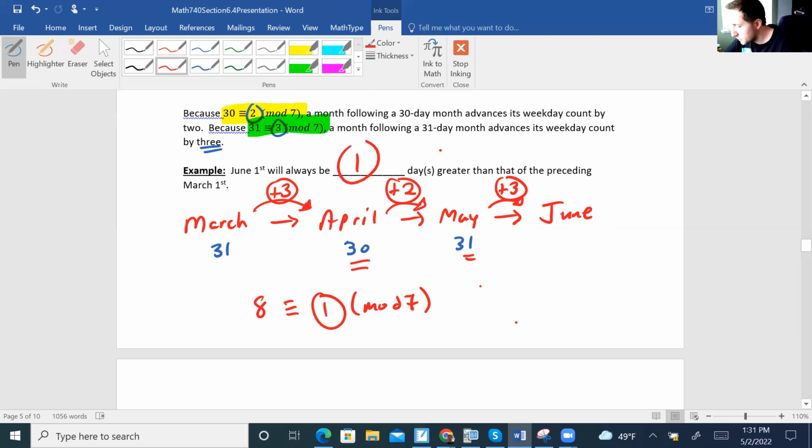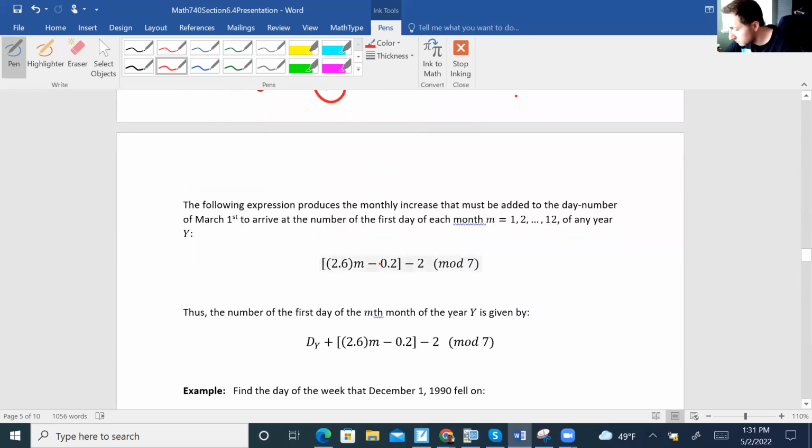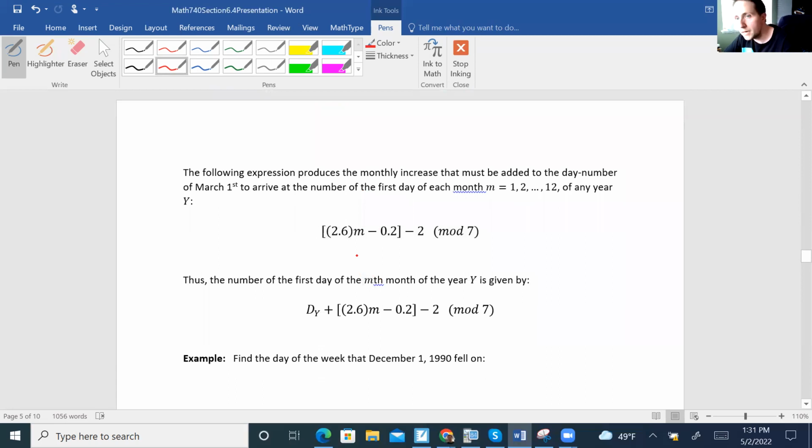And there is a chart in the textbook that tells you month by month what number to use. This formula is a more compact way of expressing that without having to memorize that list. So the following expression produces the monthly increase that must be added to the day number of March 1st to arrive at the number of the first day of each month, 1 through 12 of any year Y. It's the greatest integer function of 2.6 times the month number minus 0.2, and then subtracting 2 outside of the greatest integer function.